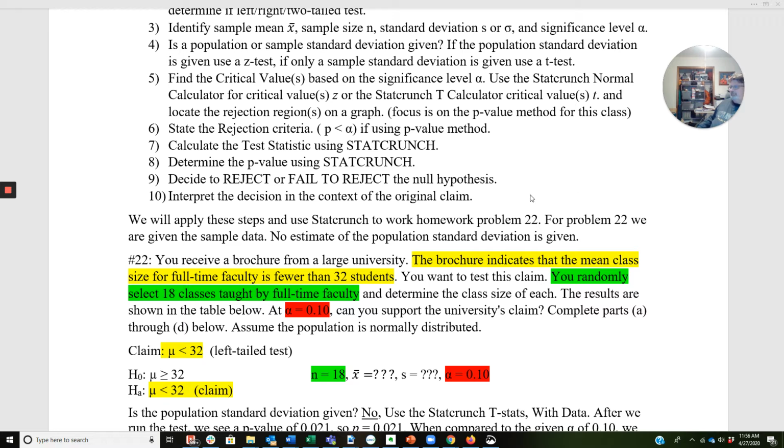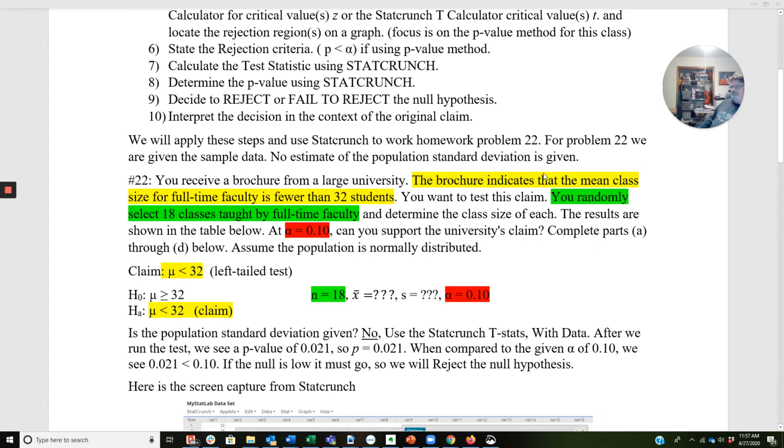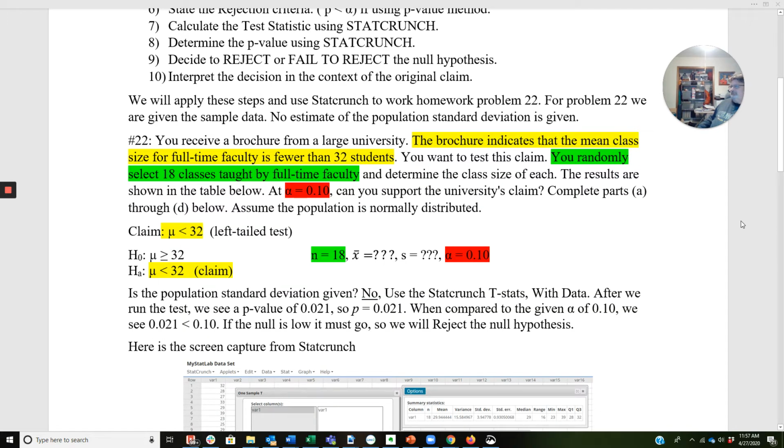For problem 22, we are given the sample data. No estimate of the population standard deviation is given. So here's the question. You receive a brochure from a large university. The brochure indicates that the mean class size for full-time faculty is fewer than 32 students. You want to test this claim. You randomly select 18 classes taught by full-time faculty and determine the class size of each. The results are shown in the table below. At alpha equals 0.10, can you support the university's claim?